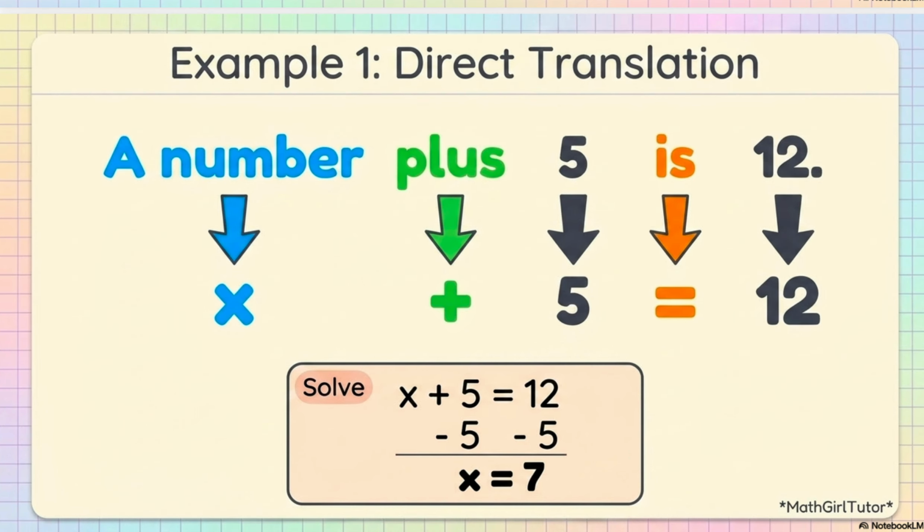Let's start with a simple example. A number plus 5 is 12. First, I choose a variable. Let's use x for the unknown number. A number becomes x, plus becomes a plus sign, and is becomes an equal sign. So the equation is x plus 5 equals 12. Then I solve by subtracting 5 from both sides, and I get x equals 7.